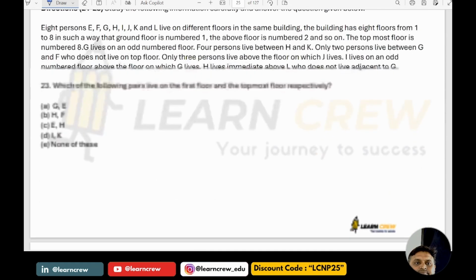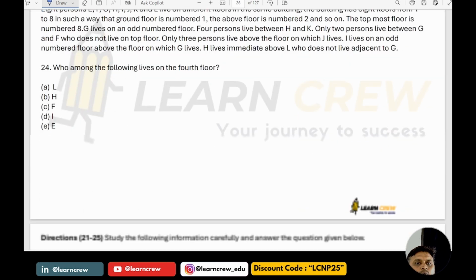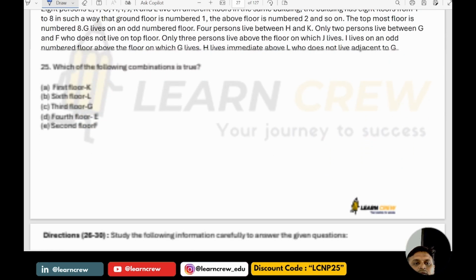Now 23. Which of the following pairs live on the first floor and the topmost floor respectively? First floor is G and top floor is E. So it is GE. Next, 24th question. Who among the following lives on the 4th floor? It is F. Next. Which of the following combinations is true? First floor K, wrong. 6th floor L, correct. So the answer is B.